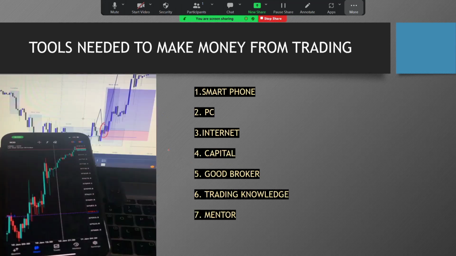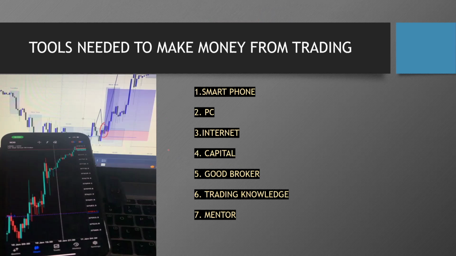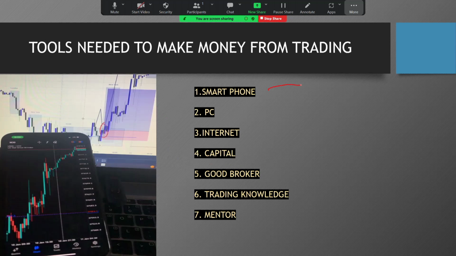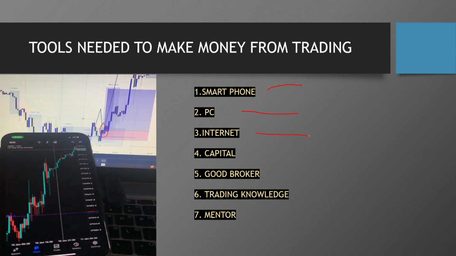Tools needed to make money from trading. If you're new to this space, you want to know how to trade, you want to become a trader, these are the things you need. You need a smartphone. Laptop, I think, is very important, but personally, it's not really important like that. You can use your phone, but I think it is important. You need internet, though. You need to buy data, a data subscription, to be able to trade, see the live market, and buy and sell. You cannot do that offline.